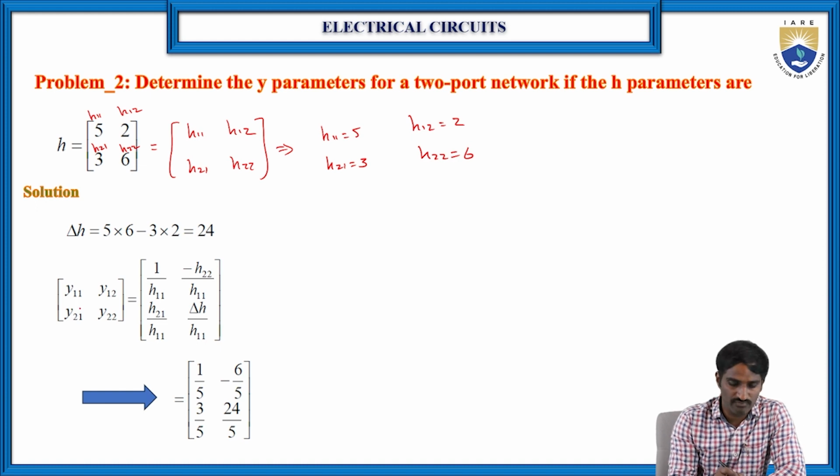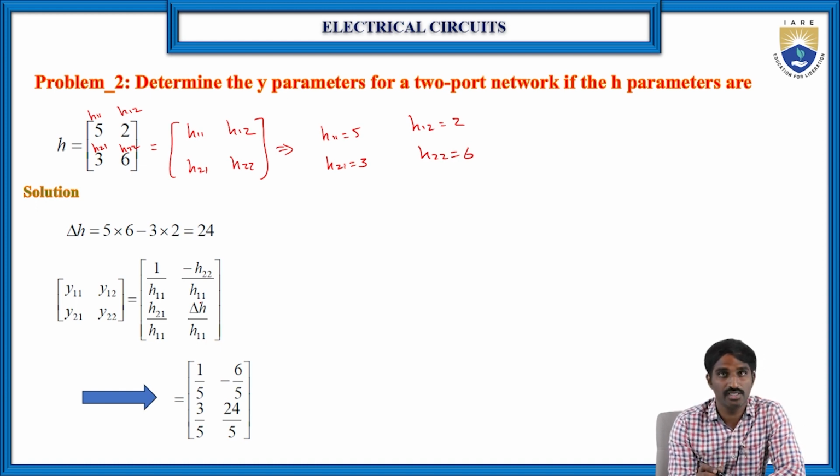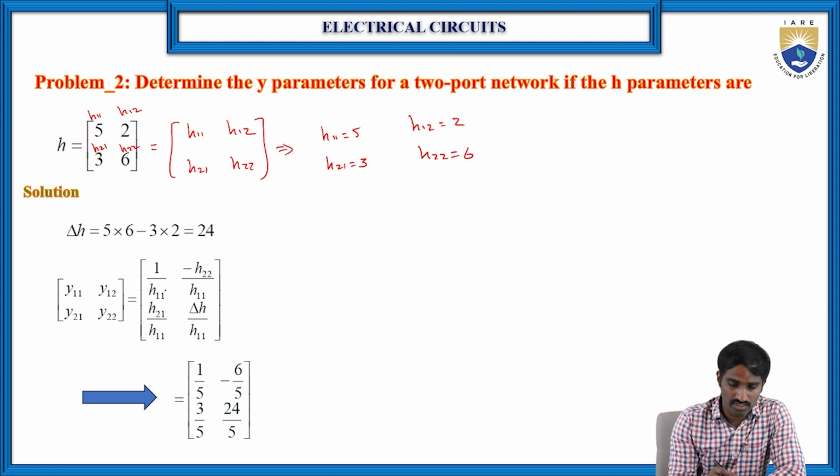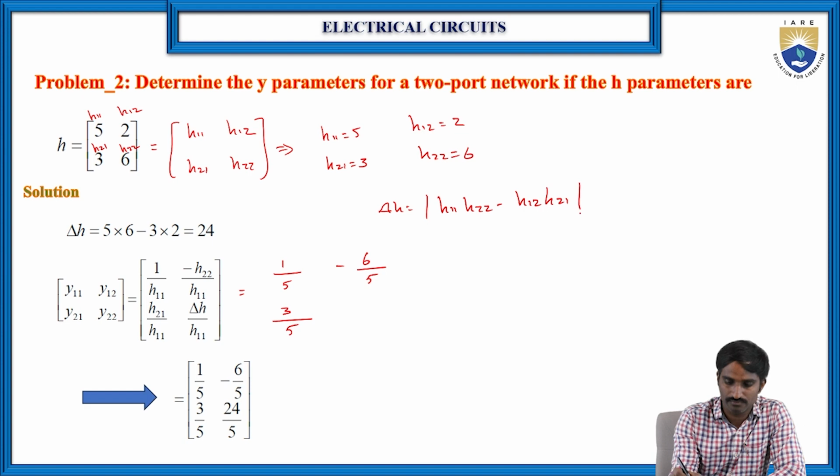In the same way, the relation between Y and H parameters: here 1 by H11, which is 5, and minus H12 by H11, again 5. Here H21 is equal to 3 and H11 is again 5, and here delta H is there, so delta H is equal to H11 into H22 minus H12 into H21.